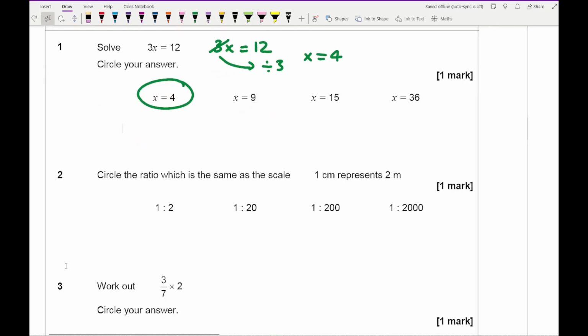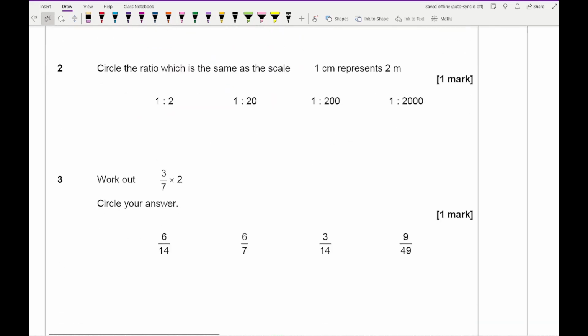Moving on to question 2, it says circle the ratio that is the same as 1 centimetre represents 2 metres. Now when it comes to converting a scale into a ratio, we need to make sure that the units are the same. So I'm going to keep 1 centimetre because my first number in each of the answers is 1, and I want to convert 2 metres into centimetres. That's going to be 200 centimetres. So what I'm looking for is 1 to 200, which is our third option.